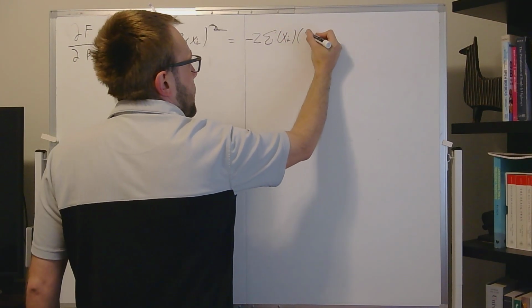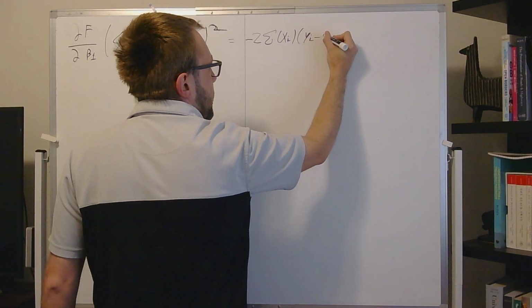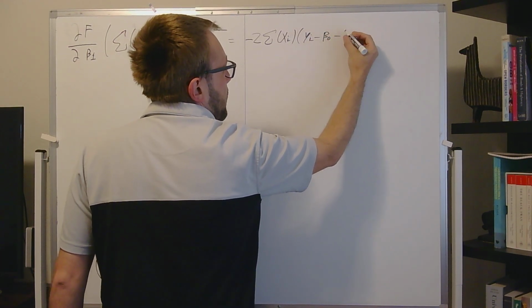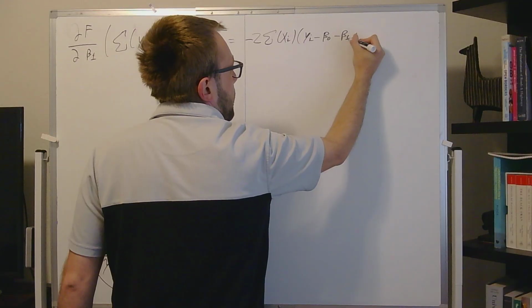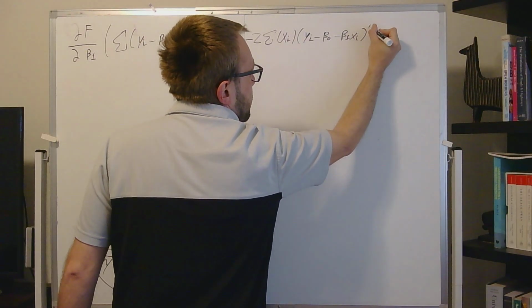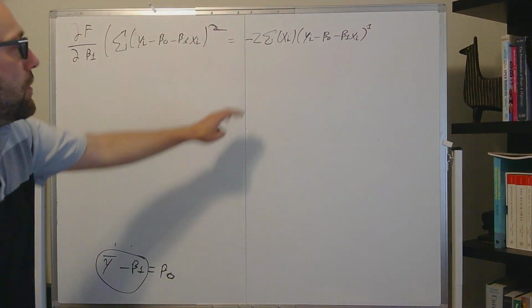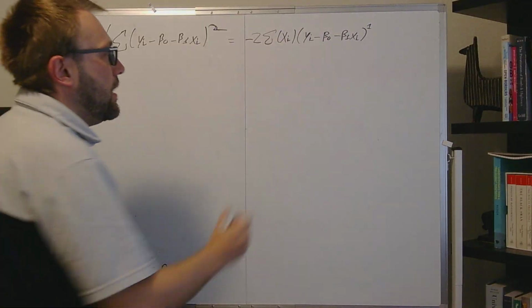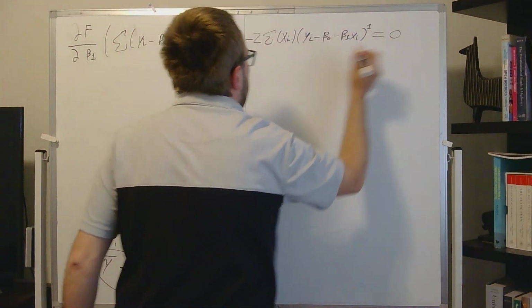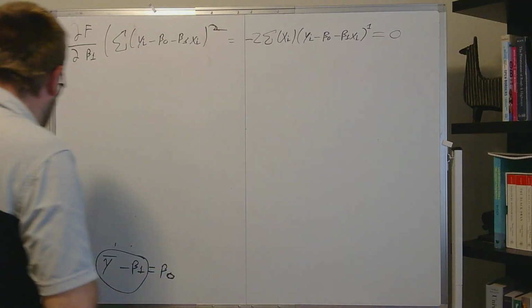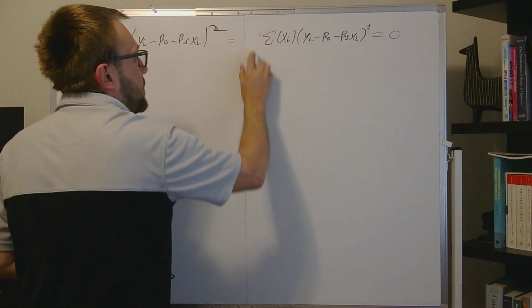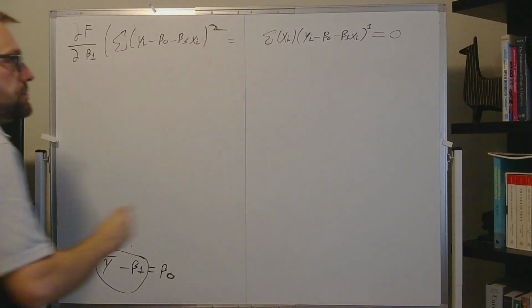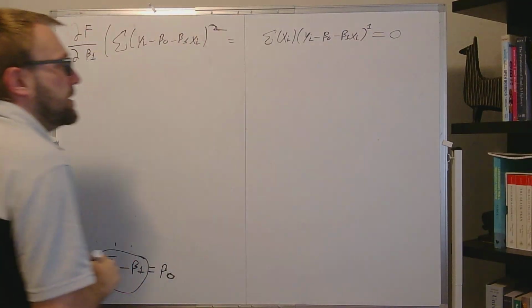Just put this out front, and then it's going to look identical to the rest of what we had in the last one. Beta 1 xi to the first power. So that's the only major difference now, is we've got this xi out front. In the same way, when this is set equal to 0, we can get rid of that negative 2, so that makes our lives easier. So we get rid of that negative 2 because we're dividing it into 0.